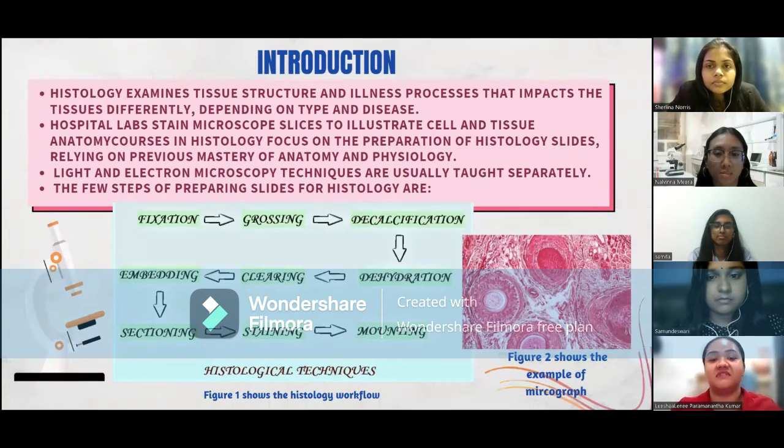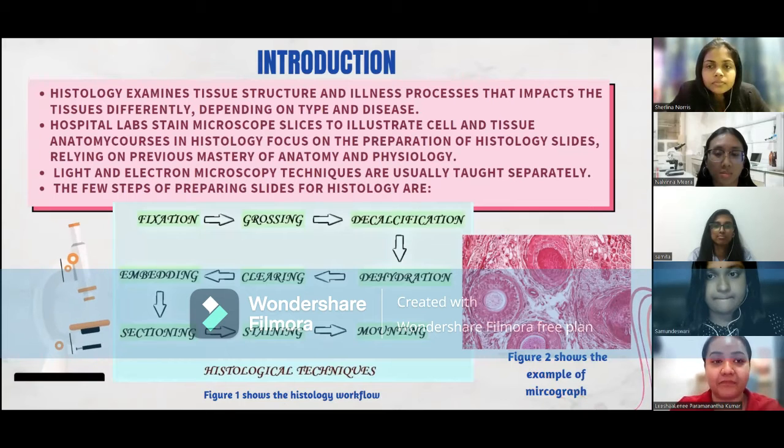Histology explains the tissue structure and inner processes that impact the tissue differently. Light and electron microscopy techniques are usually used to see the tissue and usually taught separately. These are the few steps involved in preparing the slides for histology technique.